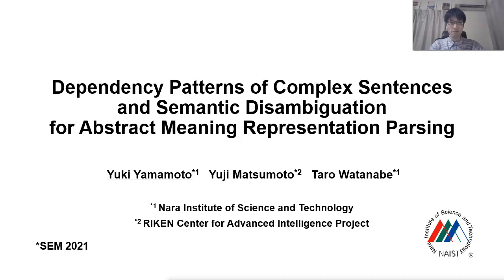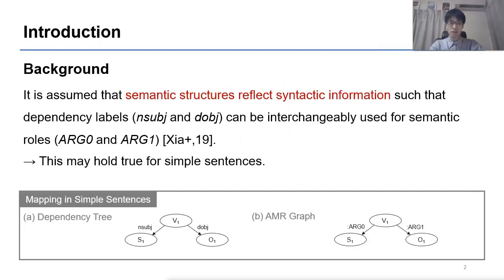Hi everyone, thank you for watching our presentation on dependency patterns of complex sentences and semantic disambiguation for abstract meaning representation parsing. In our paper, we present an initial solution to deal with complex sentences in AMR parsing. Let's start with the background of our study.